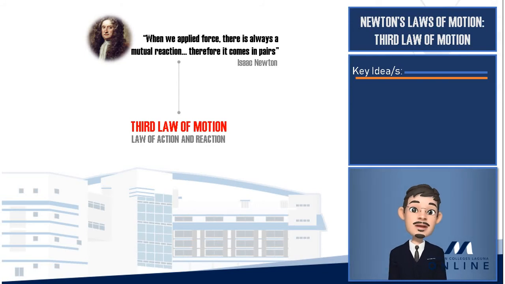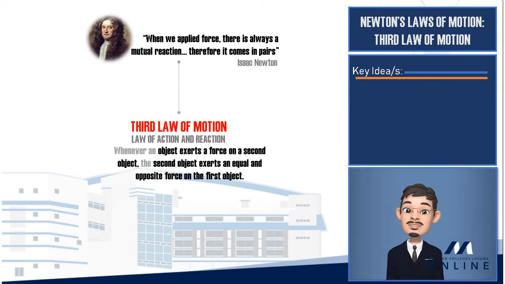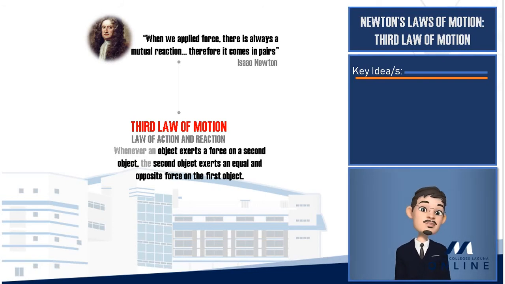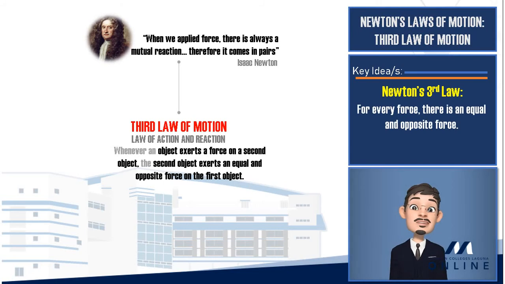This law states that whenever one object exerts a force on a second object, the second object exerts an equal and opposite force on the first object. Simply put, we can state this law as: for every force, there is an equal and opposite force.